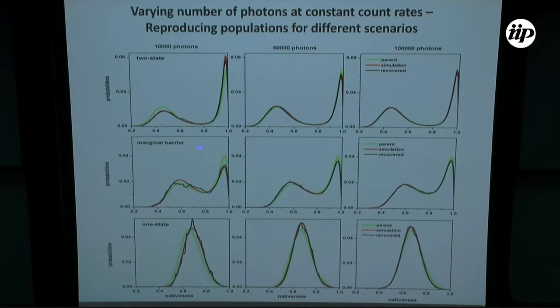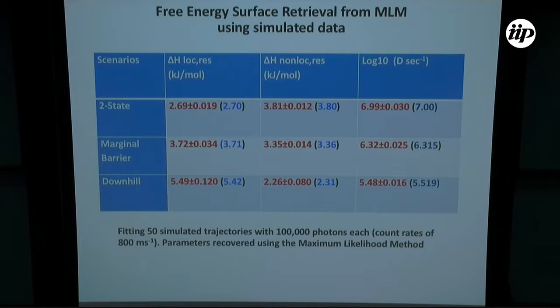So what that means is the procedure works well, it's just that you don't have enough photons to get good statistics for folding, okay? So when you go to 50,000 photons, that means you have 5 times more data. That means now your parent and your experimentally simulated distributions are more similar, and the calculations seem to work much better. And when you go to 100,000 photons, then the agreement is really good. So the procedure seems to be working. We can also retrieve back the parameters that we put in with very high accuracy, which means it works.